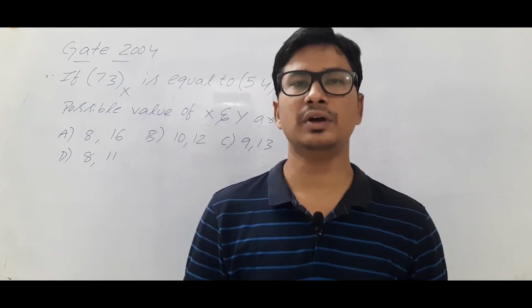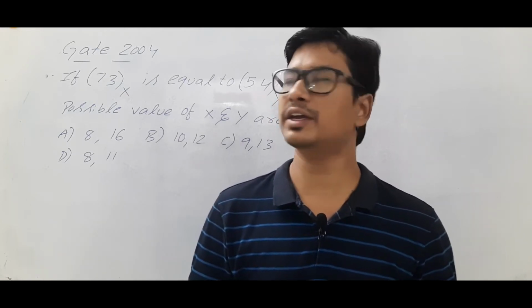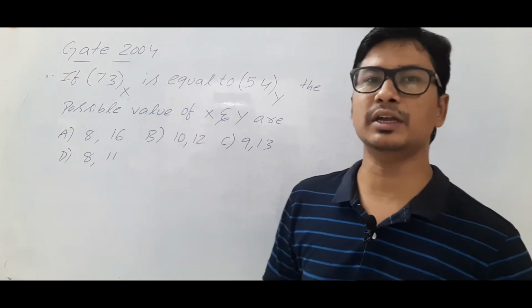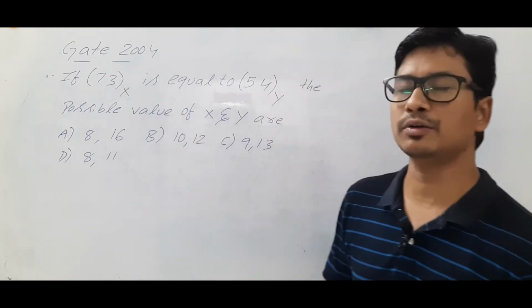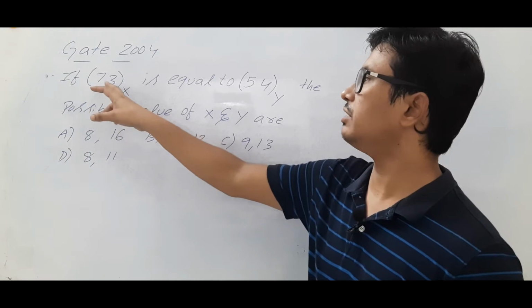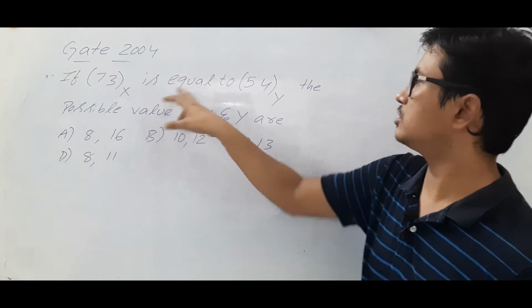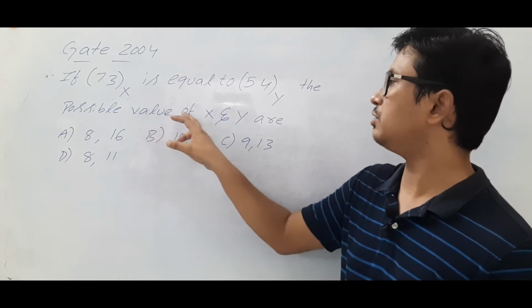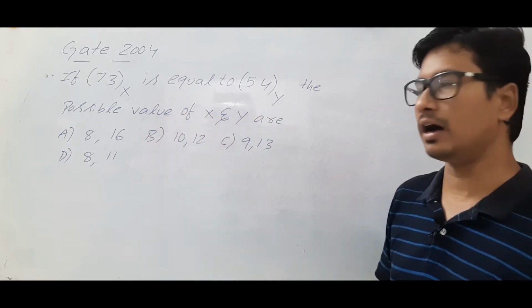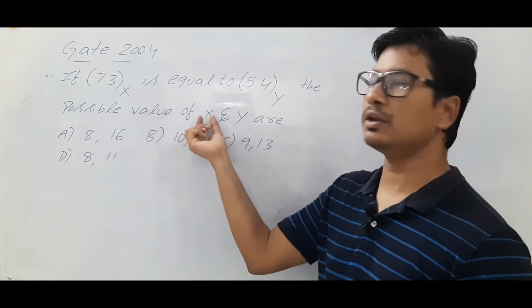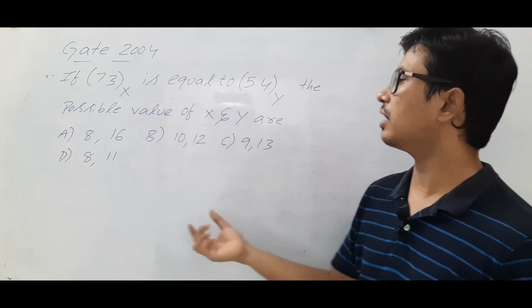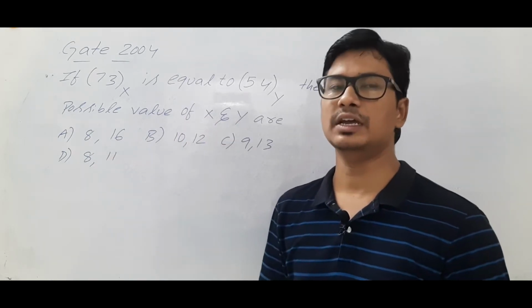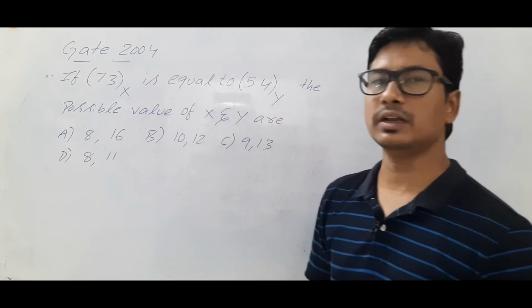In this video, I want to discuss one of the GATE questions which came in the year 2004. Let me read out the question. If 73 base x is equal to 54 base y, the possible values of x and y are. They are asking the base values x and y, and they have given 4 options. Let me discuss what is the right answer for it.